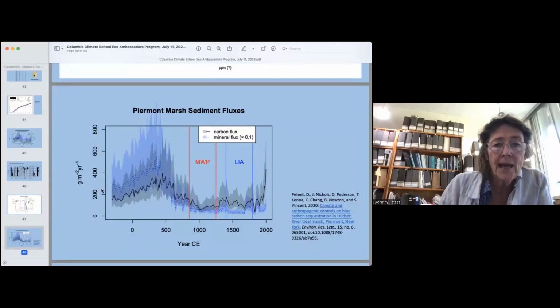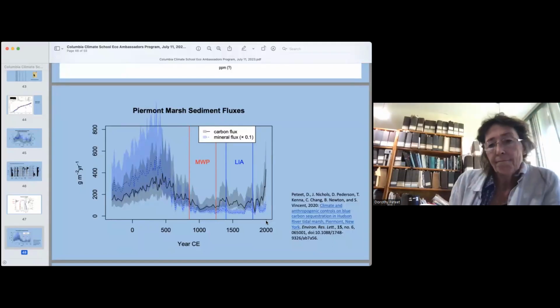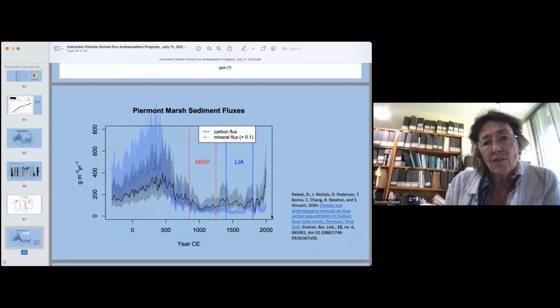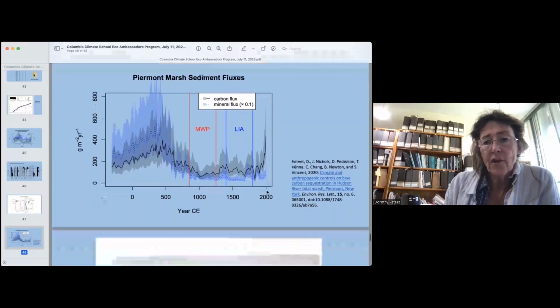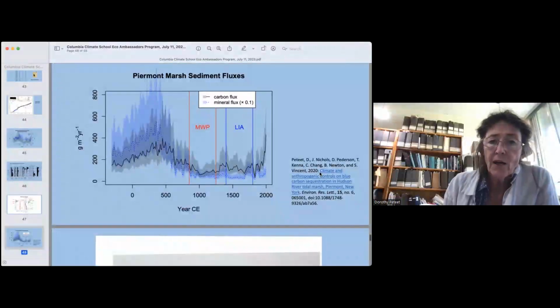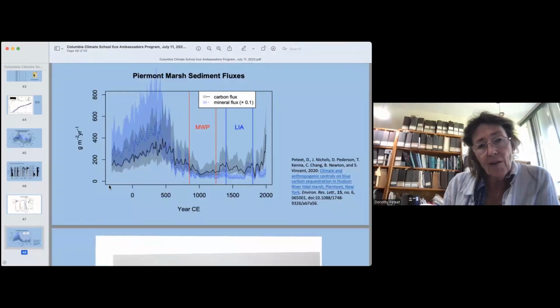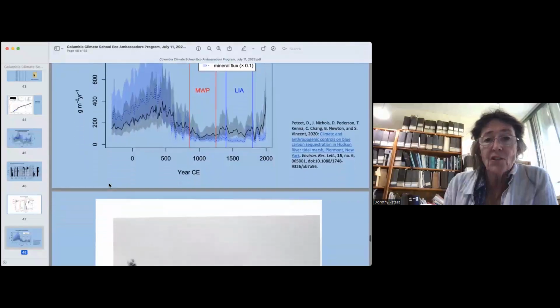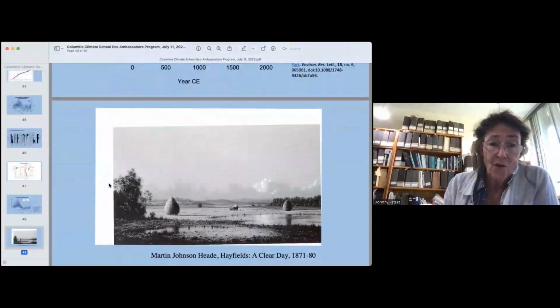So we see in the past, we had more carbon back in time. In this case, this graph is 2000 AD, or this is close to the present. So sorry, the graph is turned on its head. We published this paper in 2020, but we've only gone back 2,500 years. We really need to go back to the bottom of Piermont Marsh, which is 7,000 years old.